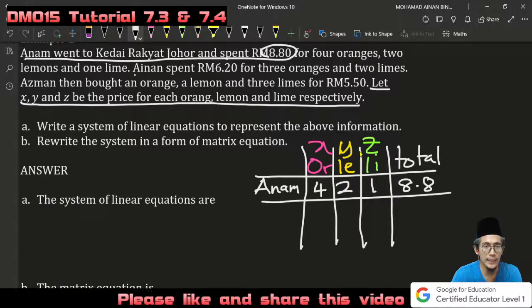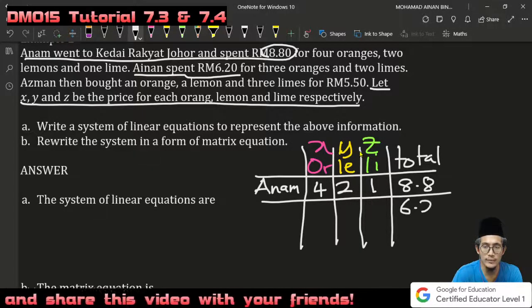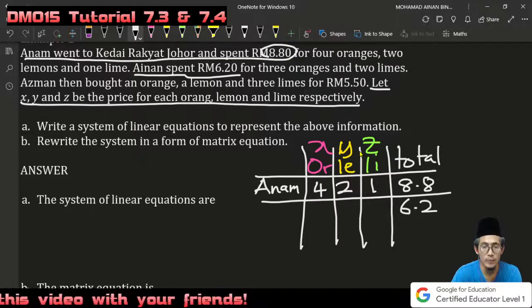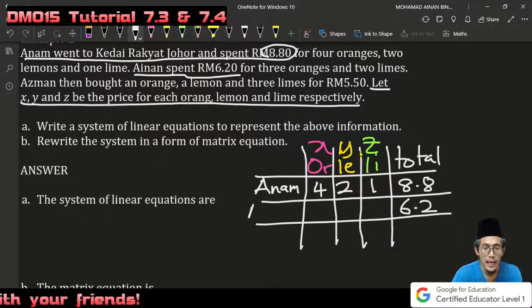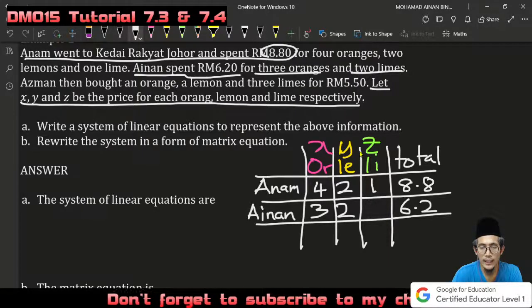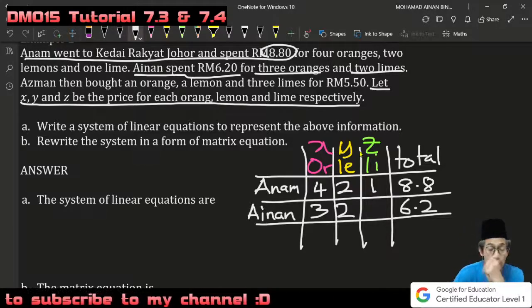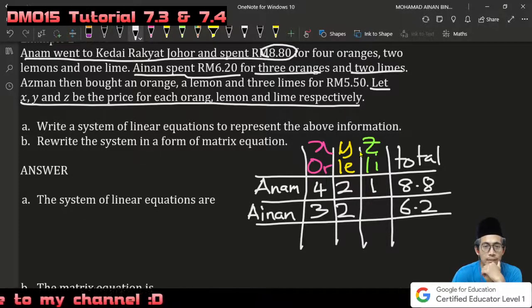Next, who? Ainan. Ainan is not the real name. Ainan spent RM6.20. RM6.20, the zero is not needed. Okay, now, what did Ainan spend the money on? 3 oranges, 2 limes. Then, did Ainan buy lemon? This is wrong, because where did I write this 2? In the lemon column. But actually Ainan bought 2 limes. So the 2 is supposed to be over here.